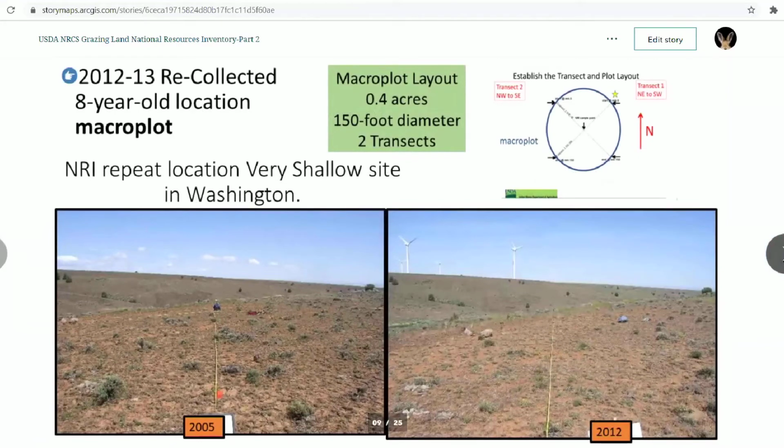So in 2012, the NRI began recollecting selected macroplots. This repeat photo does show some of the change. The clouds on the left have been replaced by wind turbine towers on the right in 2012. The long-term study was designed to get reasonably close on repeat macroplots. The photo also documents how off-site ownership actions may impact macroplots.